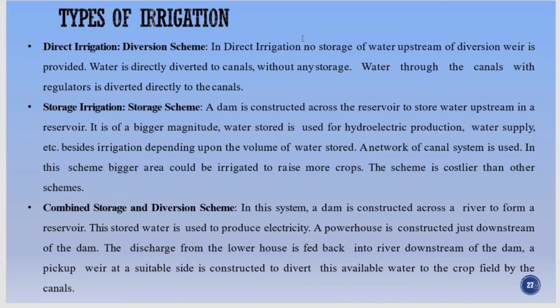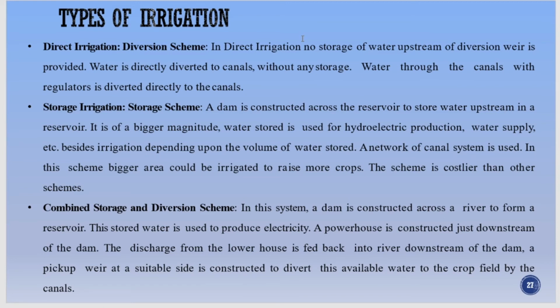Now going with the combined storage and diversion scheme. Again, the name itself explains what it is. Here we will store the water for the scanty rainfall period. For example, whenever there is a summer season, in order to use the water in the summer, we will decide how much storage is required. Based on that, we will construct a dam, and the water stored in the dam will not be used during the rainfall period. The water flowing in the river during the rainfall period will be diverted towards the farm field.